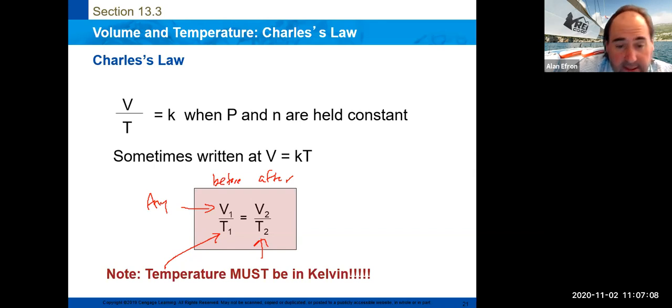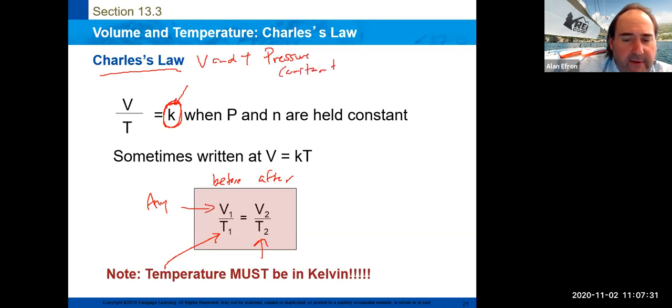Now, Charles' law looks at the relationship as we just talked about. And again, just like we saw with Boyle's law, in Charles' law, if you take the volume divided by the temperature, it will always come out to the same number. And that's what this basically means. And what we see with Charles' law is, like I said, volume and temperature, holding pressure constant.